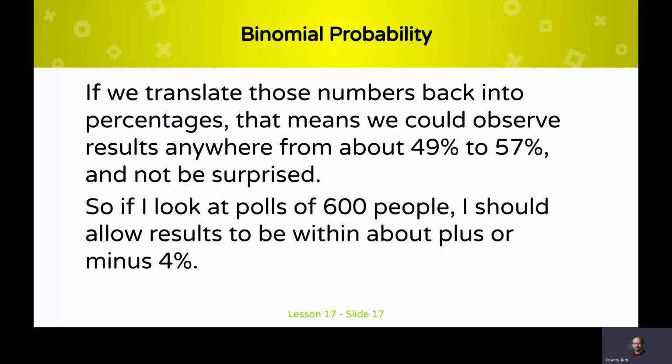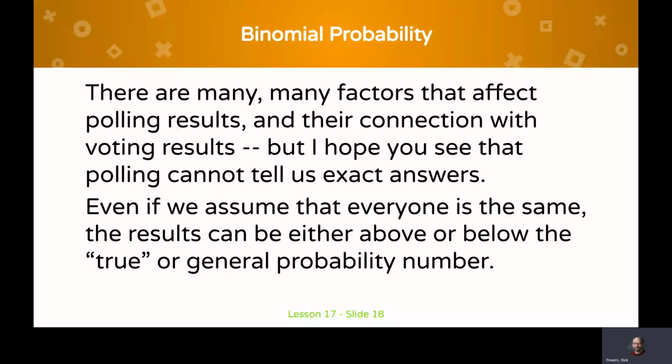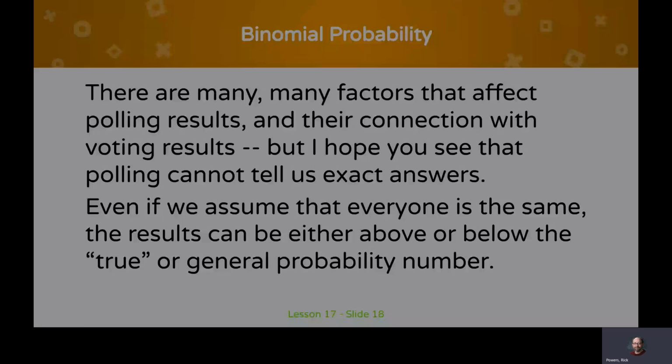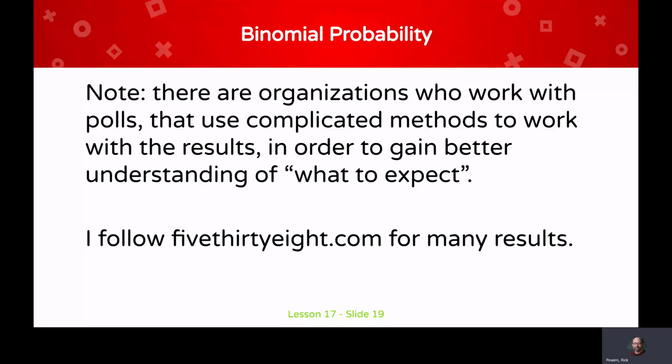There are many, many factors that affect polling results and their connection with voting results. But I hope you see that polling cannot tell us exact answers. Even if we assume that everyone's the same, the results can be either above or below the true or the general probability number. Note, there are organizations who work with polls that use complicated methods to work with the results in order to gain better understanding of what to expect. I follow 538.com for many results.